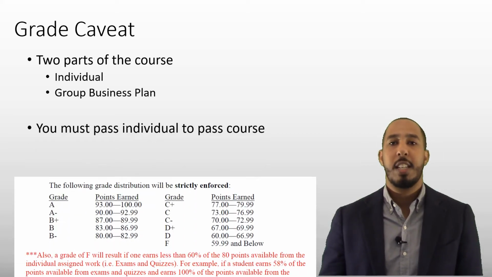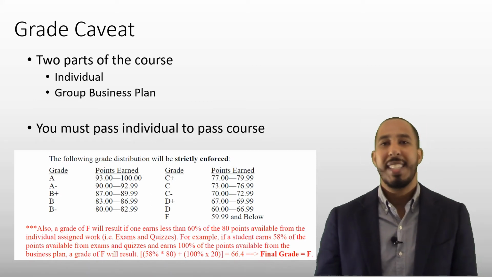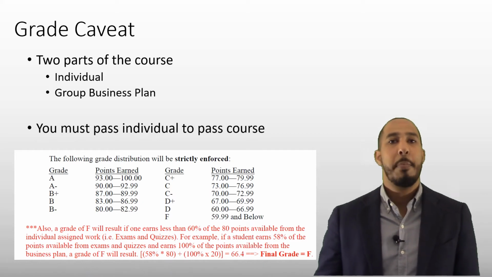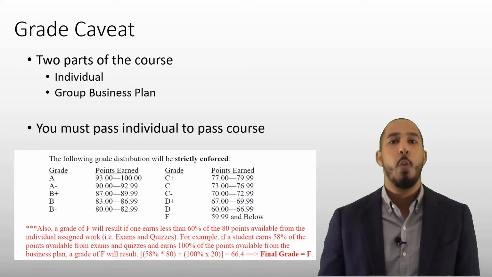A simple illustration is presented here. Let's say your average on the individual components of the class is a 58. Not very good. But you put together an amazing business plan and score 100 on that.